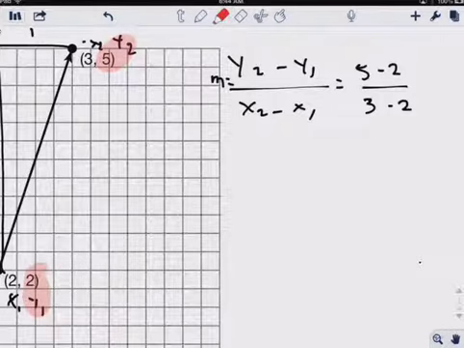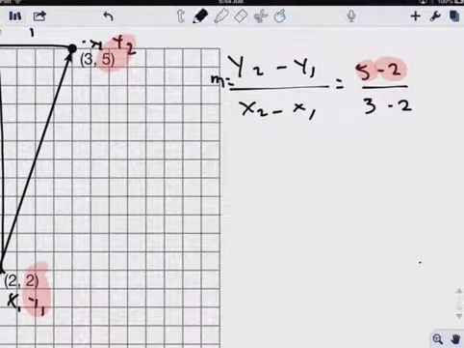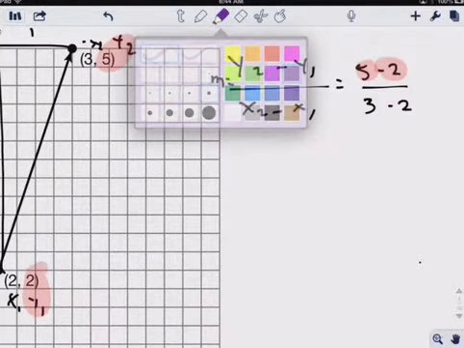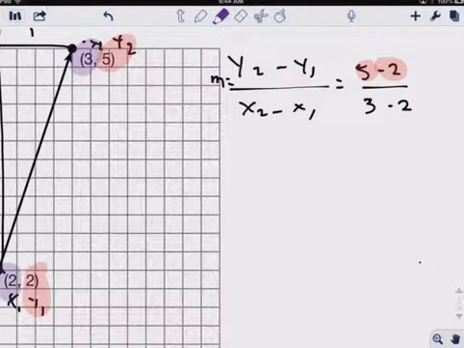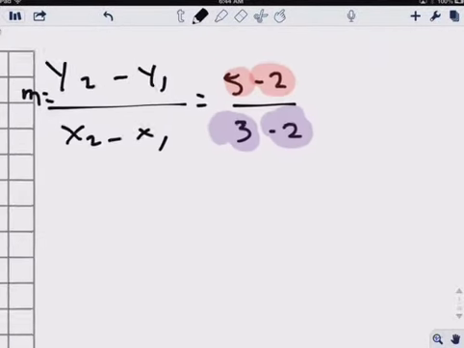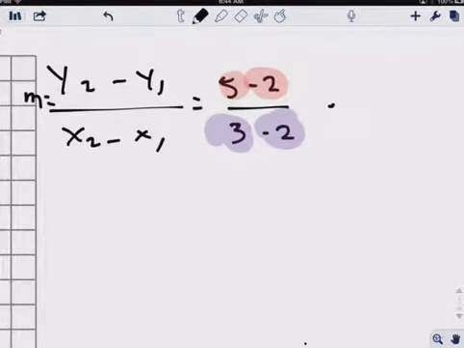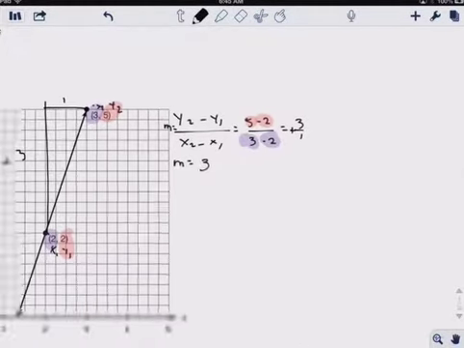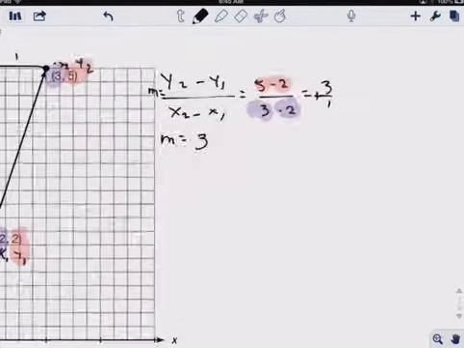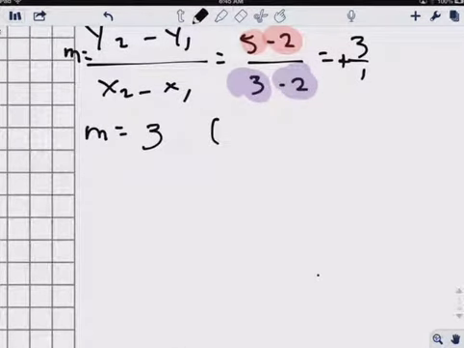Y2, that's for these two, and then this here and this here is for these two. Okay? That gets you 3 over 1, or slope, like I say, is 3. I'm going to use 2, 2. 2, 2 sounds good.